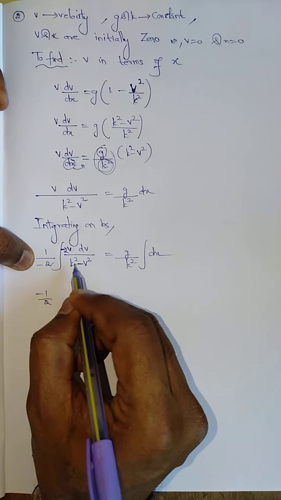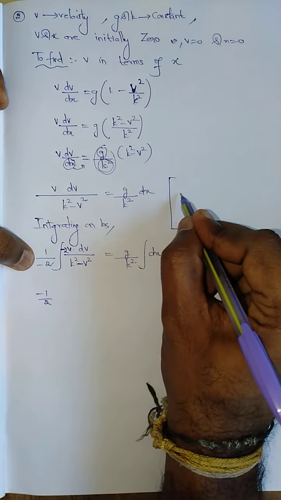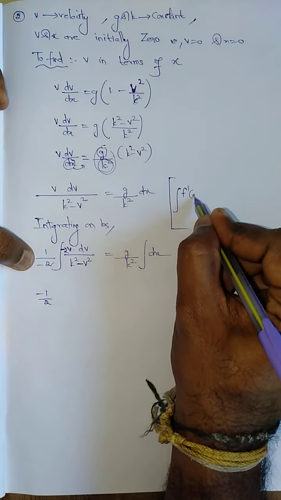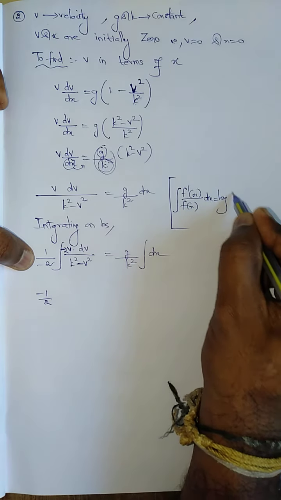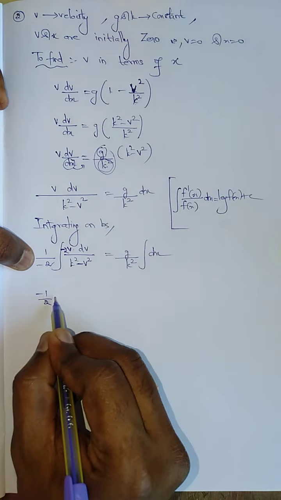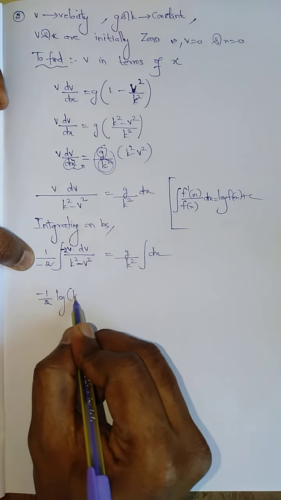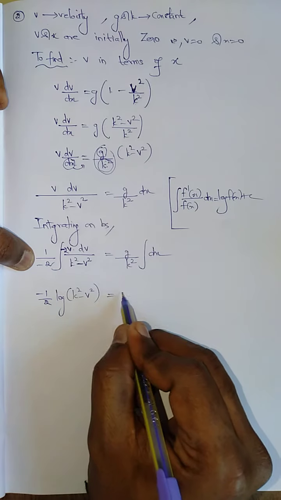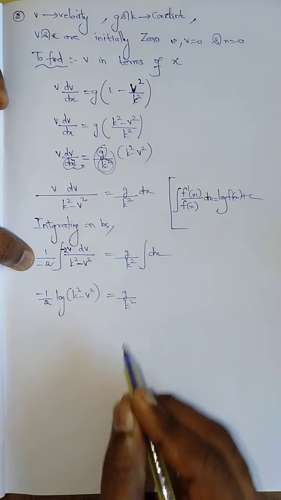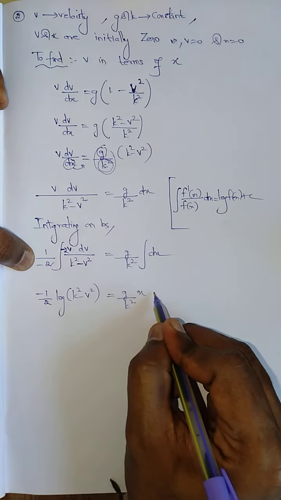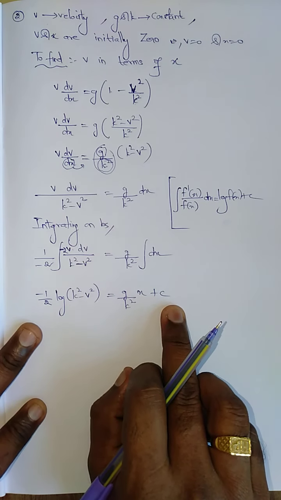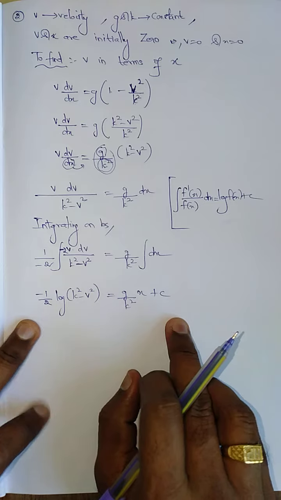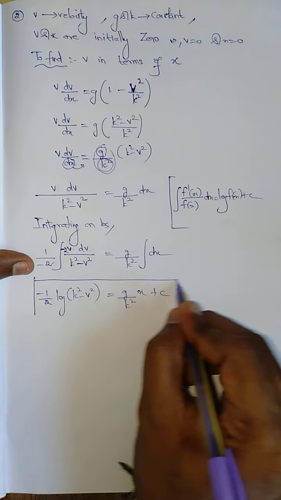Now see the previous formula. What is the formula we saw? Integration of f dash of x divided by f of x into dx is equal to log f of x plus c. So log of this f of x, which is k square minus v square. G by k square is a constant, and integration of dx is x plus c. We need to add c finally. This is a must. Keep this equation as 1.